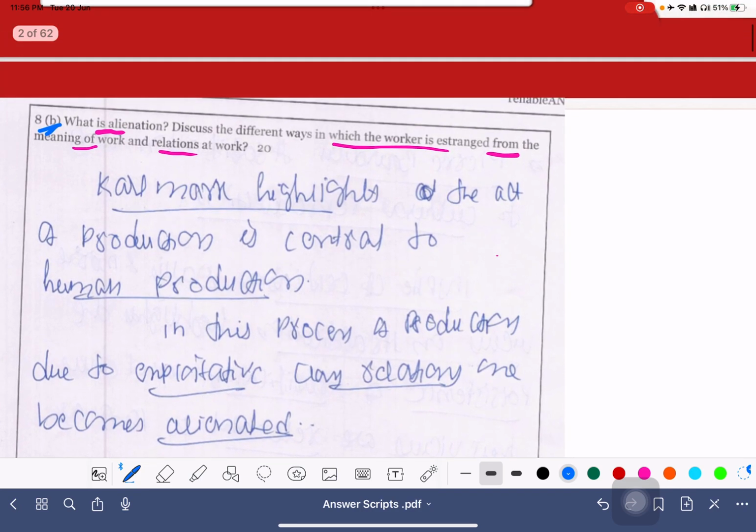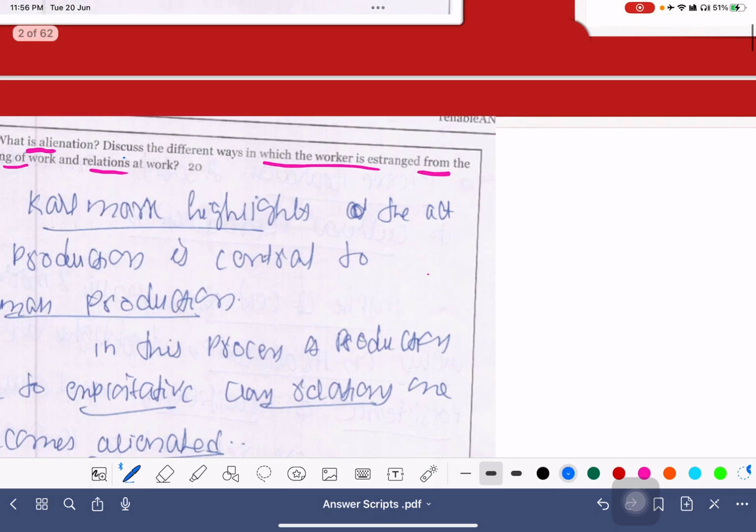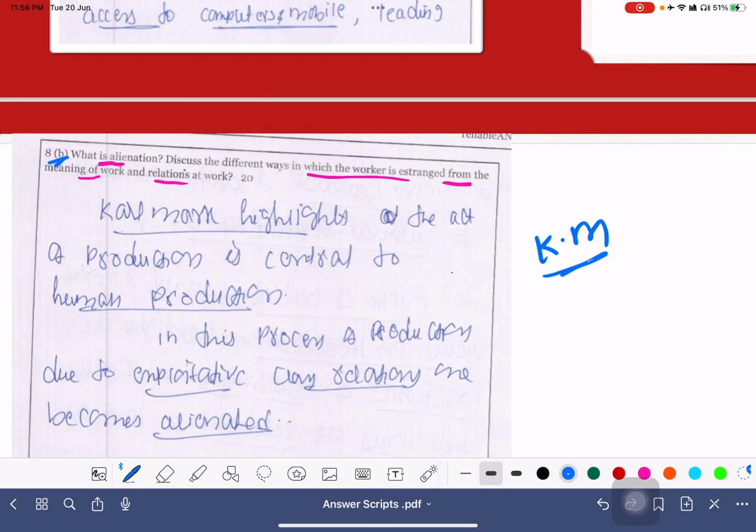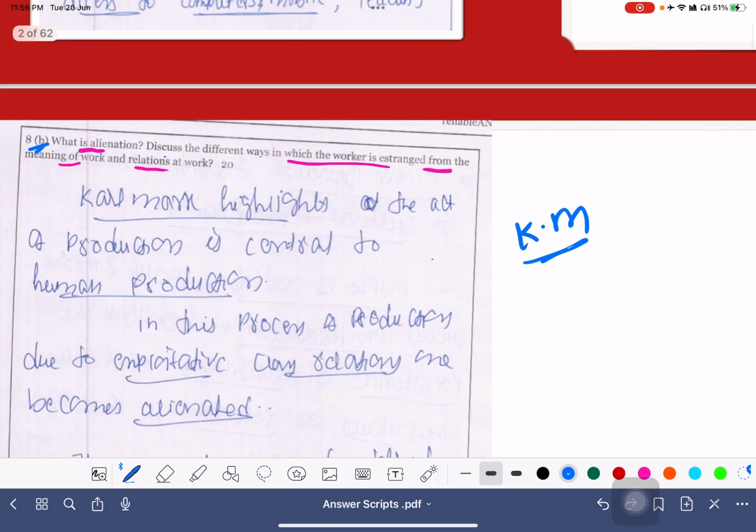One important thing to focus on is that the question is not exclusively about Karl Marx, so we should explore other dimensions. If the examiner wanted to know about the Karl Marx theory of alienation, he would have specifically mentioned it. Here, it only mentions alienation. So this is a very basic introduction. In fact, I am not at all satisfied with the introduction.